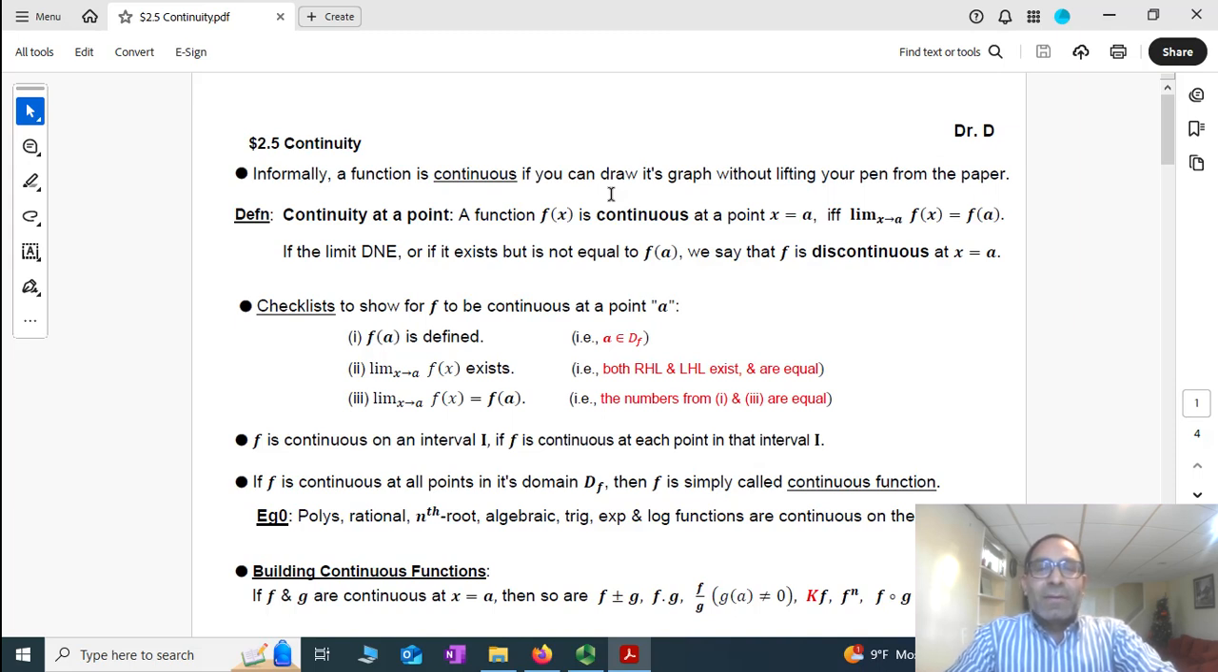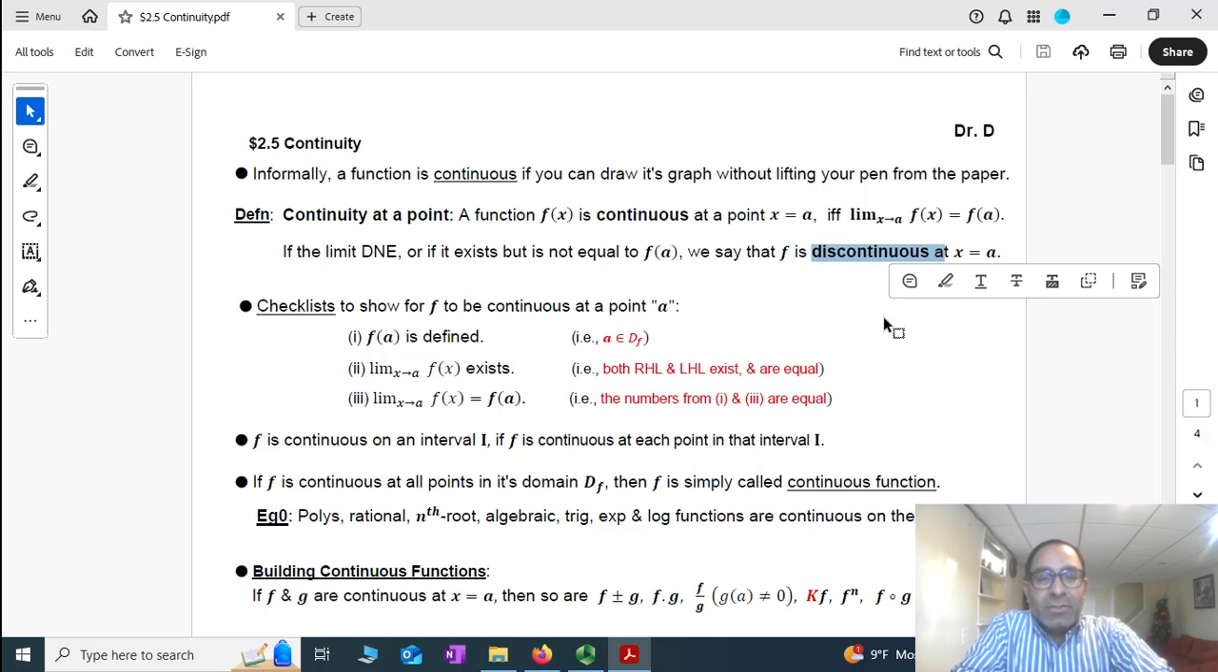Now let's define continuity of a function at a point officially. A function f of x is continuous at a point a if and only if the limiting value of the function equals the functional value of f at that point a. If the limit does not exist, or if it exists but is not equal to the functional value, then we say f is discontinuous at a.